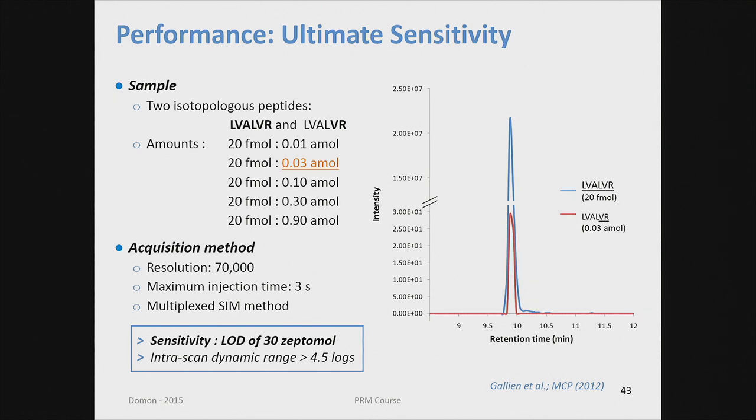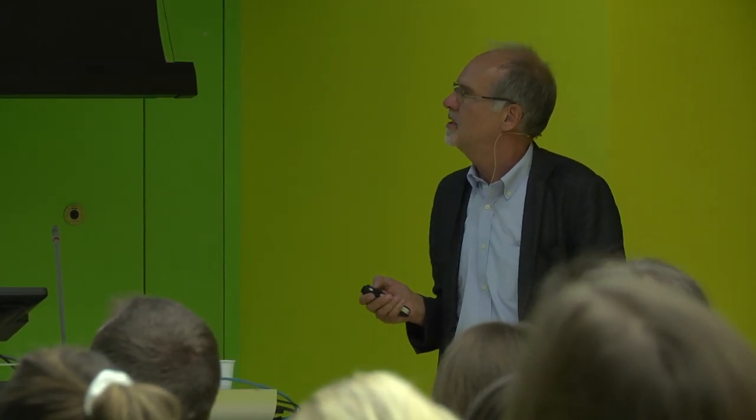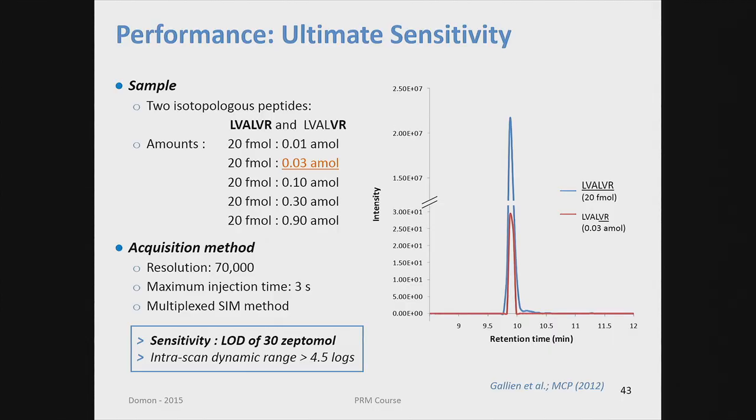And here at 0.03 attomoles, 30 zeptomole, you see you could still properly quantify that peptide. I'm not saying it is a routine experiment you can do, but it really shows that if you need sensitivity, you can get it because you have a trapping device and you can collect the ions for a longer period of time. The price to pay here is that we collected this very, very low amount for almost 3 seconds, right? So you cannot measure a lot of peptides at this level of sensitivity.